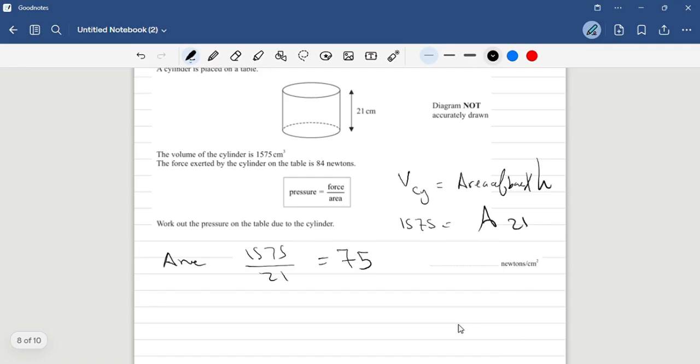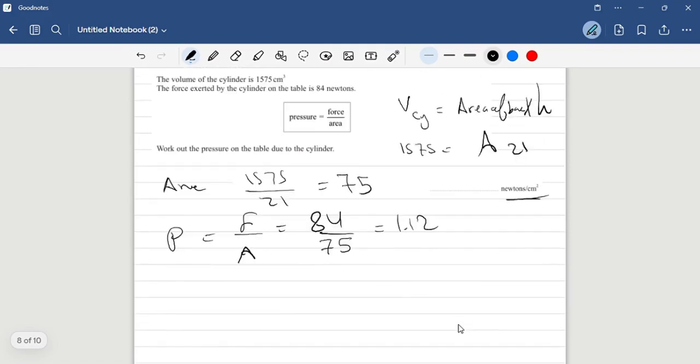Then he asked me to work out the pressure. If I need to figure out the pressure, according to this rule, pressure equals force divided by area. If the force is 84, I have to divide it by the area, which is 75. So this would be the answer: 84 divided by 75, which is 1.12. Of course, in centimeters squared. So this is the answer for this question.